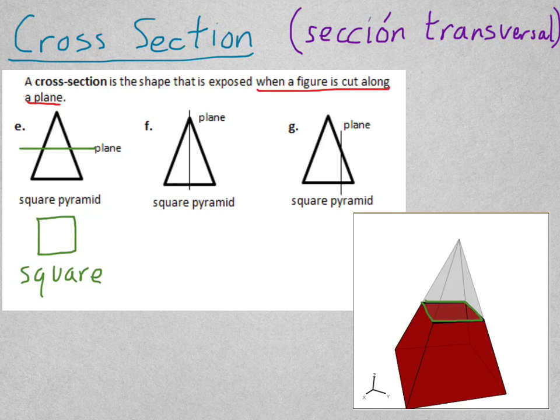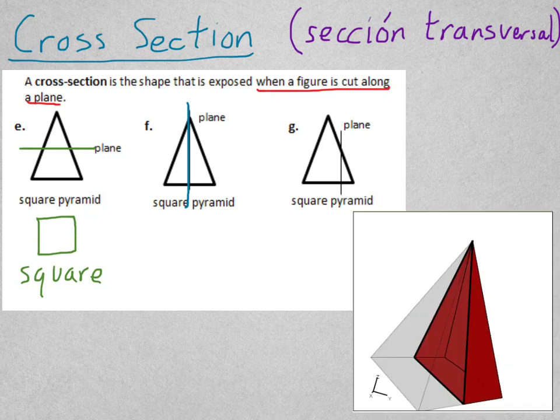What about on F? Can you visualize it? What shape do you think it would make if I cut it straight down the middle? If I made that cut, here's a picture. That cross section would be a triangle. That would be the shape that you would see if we cut it right there.